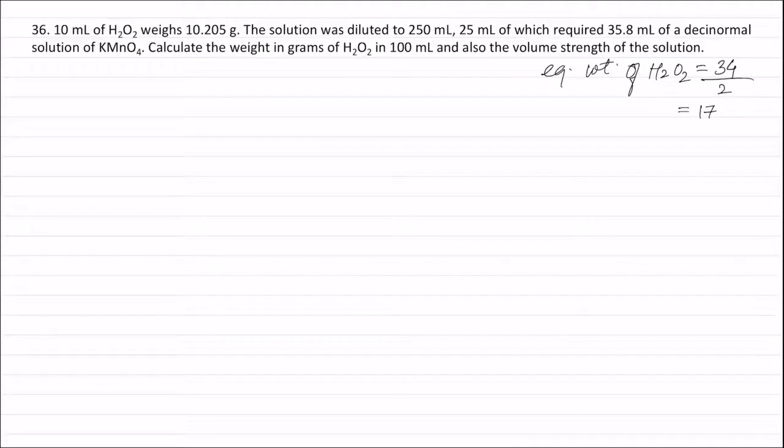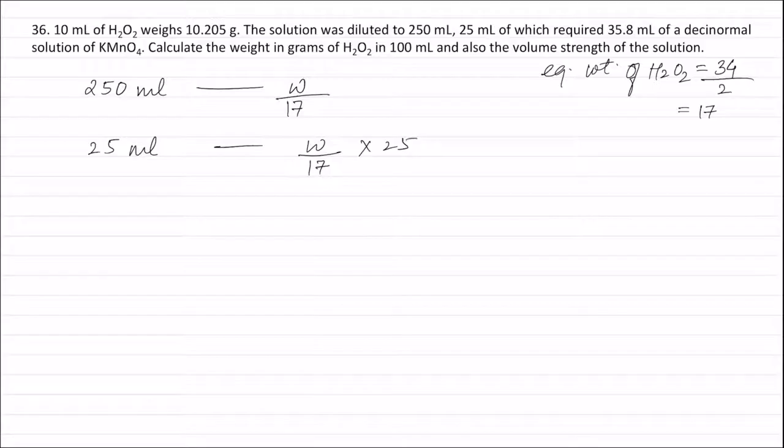Now let the weight of H2O2 present in the solution diluted to 250 milliliter be W grams. That is, 250 milliliters of solution contains W grams of H2O2 or W by 17 equivalents of H2O2. Therefore 25 milliliter of solution will contain W by 17 into 25 divided by 250, and this is equal to W by 17 into 10 equivalents of H2O2.